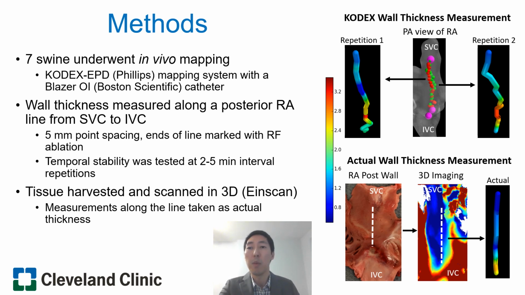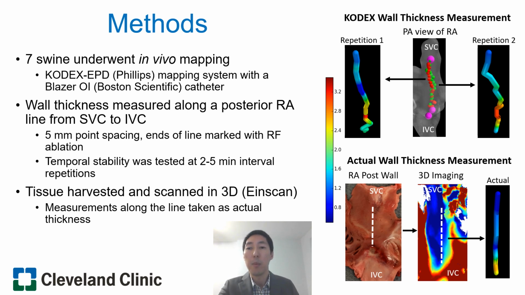This was performed in a point-by-point manner at 5 mm intervals from the SVC to the IVC. The beginning and ends of the line were marked with RF ablations to aid in alignment. In order to examine temporal reproducibility, these measurements were repeated at 2 to 5 minute intervals. After sacrifice, the right atrium was opened and scanned in 3D using a commercially available system to obtain actual tissue thickness. The figure illustrates the workflow in one such experiment, with the top middle panel showing 2 repetitions in red and green, as well as RF ablation tags in pink.